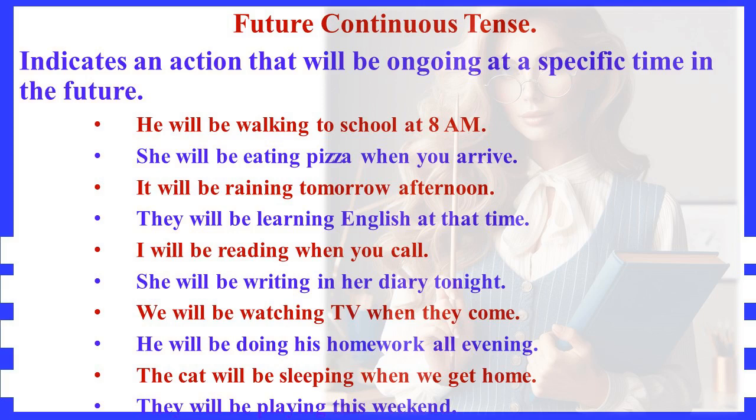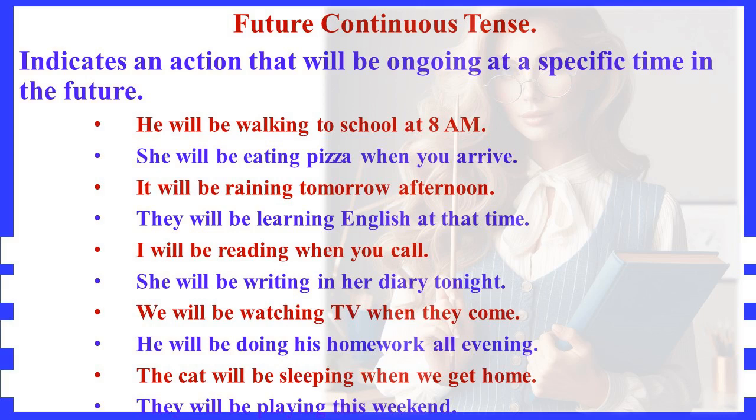Examples: He will be walking to school at 8 a.m. She will be eating pizza when you arrive. It will be raining tomorrow afternoon. They will be learning English at that time. I will be reading when you call. She will be writing in her diary tonight.